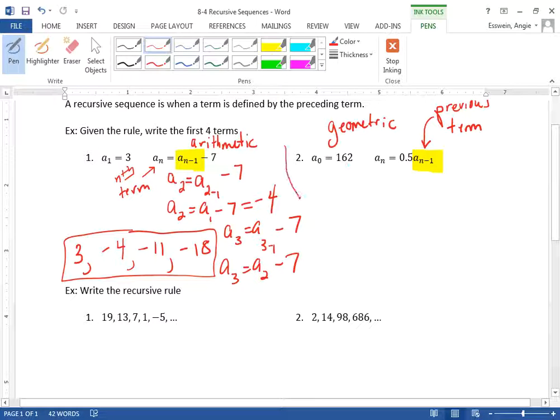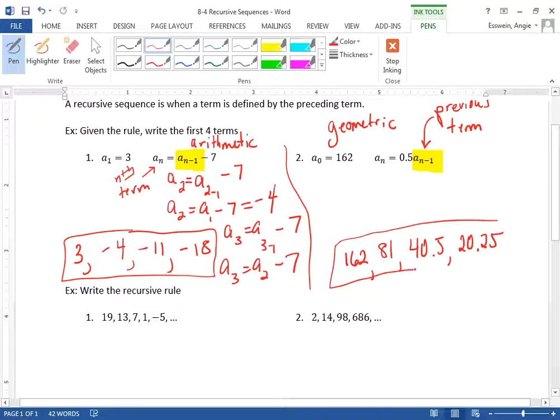So the first term, or the 0th term, is 162. And then how do we get the next one? We multiply by 0.5, which gives us just a half of 162. 81. We can do it in our head because half of 16 is 8 and half of 2 is 1. And then what's half of 81? 40.5. And half of 40.5 is 20.25. Good. So those are our first 4 terms. So that's the easy direction, writing them out.